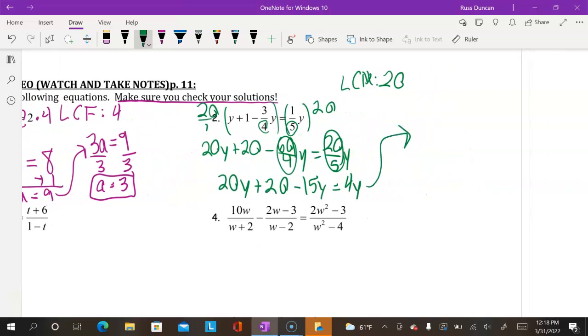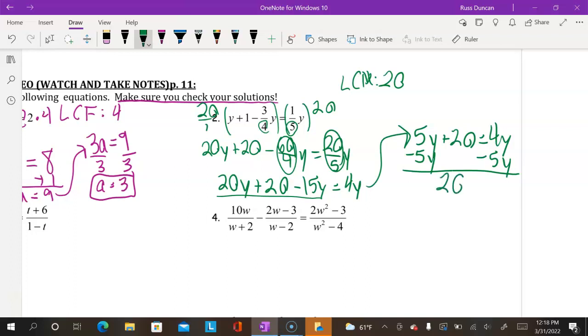Okay, so now I'm going to combine like terms on this side. 20 minus 15, that's 5y, plus 20 equals 4y. If I subtract 5y, at this point this is stuff you've done before. I'm trying to find the value of y that would make this statement up here true. Well, I can't have negative y, so I'm going to divide by negative 1, or take the opposite. So y equals negative 20. All right.